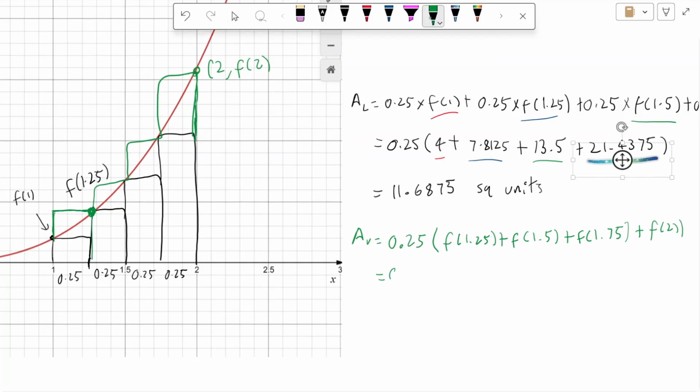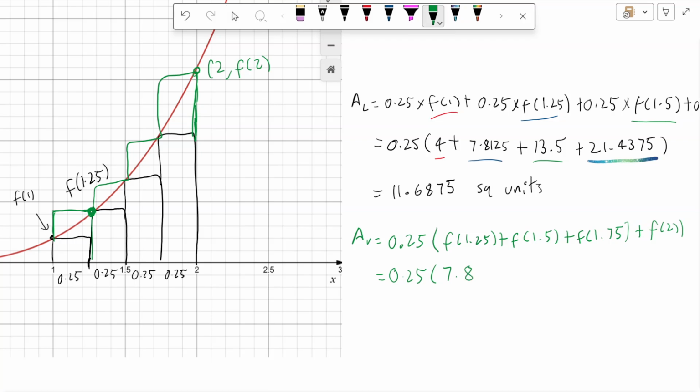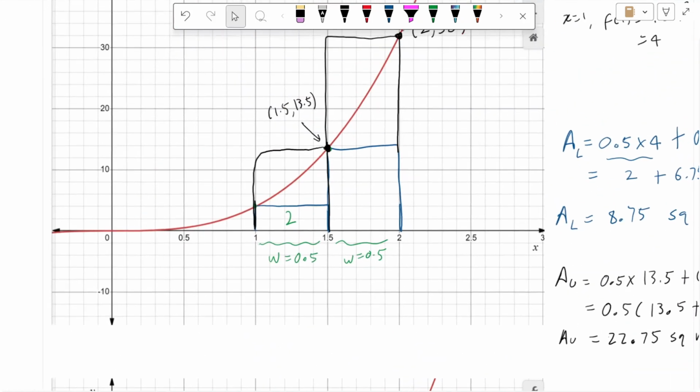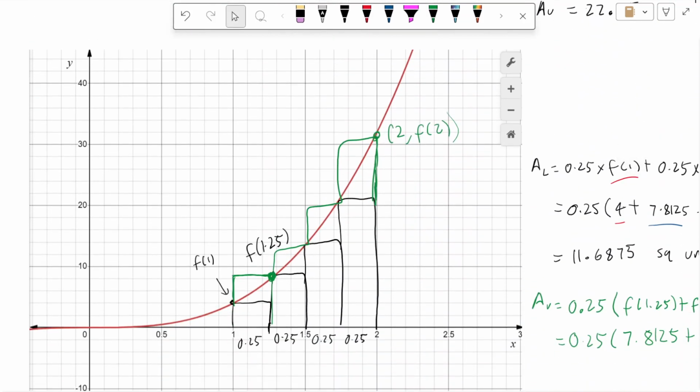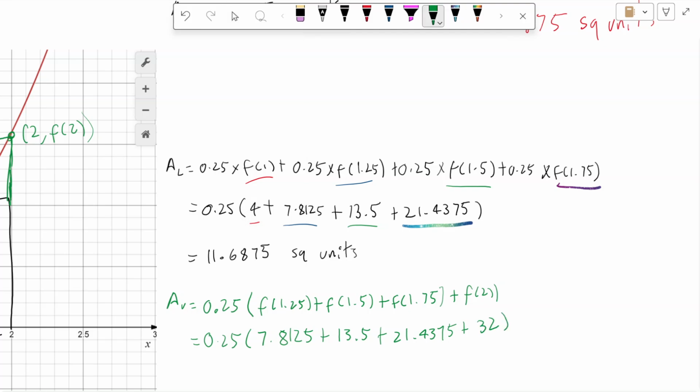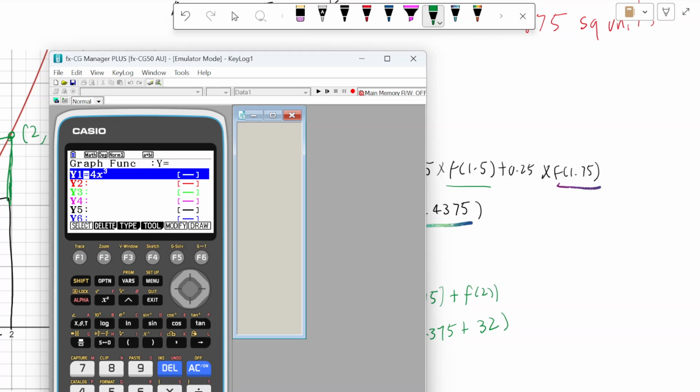Okay, so we actually know what a lot of these numbers are already. f of 1.25 was 7.8125. Next height was 13.5, 21.4375 was that second to last one, and then f of 2. If you want to work that out by hand, f of 2, that's 4 lots of 2 cubed, which is 32. So that last value is 32. Or if you wanted to do it on your calculator, you could go into your graph mode and then just hit trace and type 2. You'll get 32 as well.